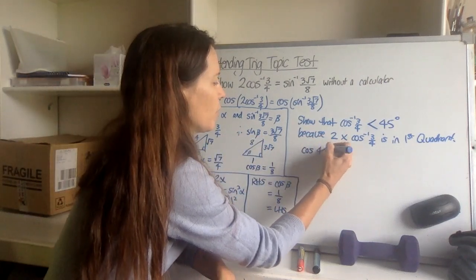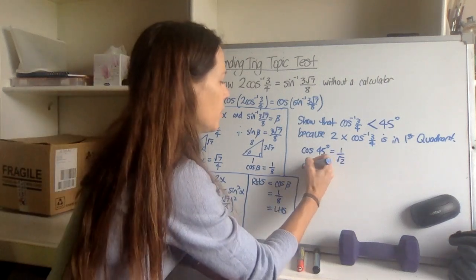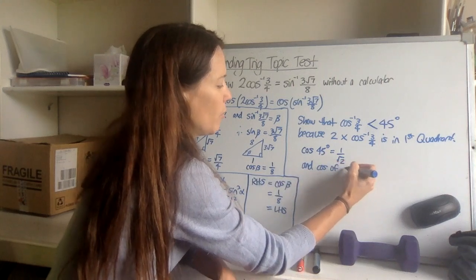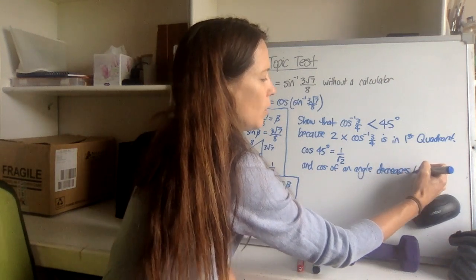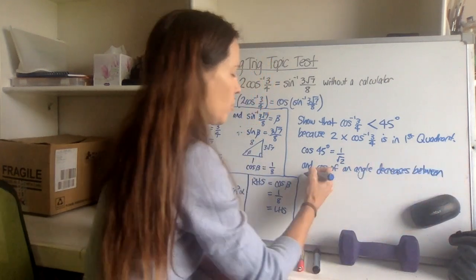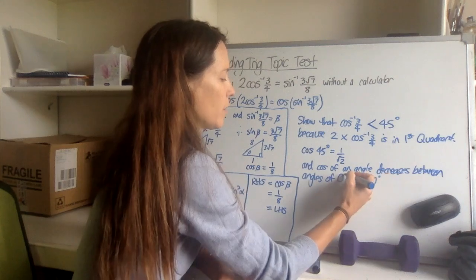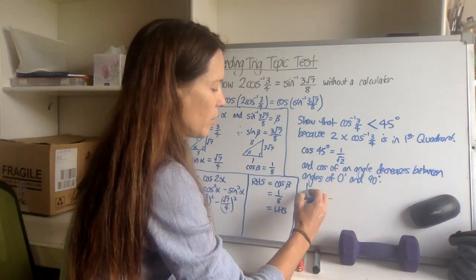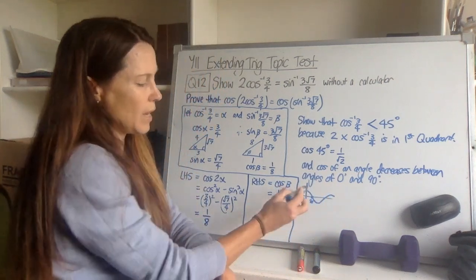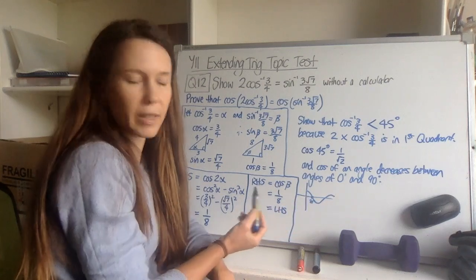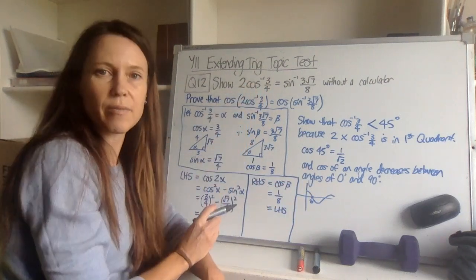I know that the cos of 45 degrees is 1 over root 2. And I know that the cos of an angle decreases between angles of 0 and 90. Now, how do I know that? The reason I know that is because the cosine curve does this, and here's 90 degrees here, pi on 2, and so as I'm looking at angles getting bigger from 0 to 90, the cos of that angle gets smaller.